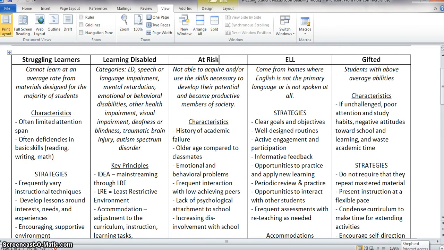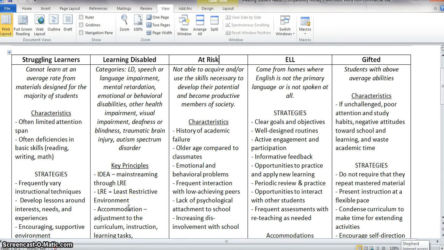And the document that we're looking at is from the Shared Documents section of our eCompanion website. And we've already discussed struggling learners, learning disabled students, and at-risk students in the previous instructional video. And in this one, we'll talk about the other two, English language learners and gifted students.